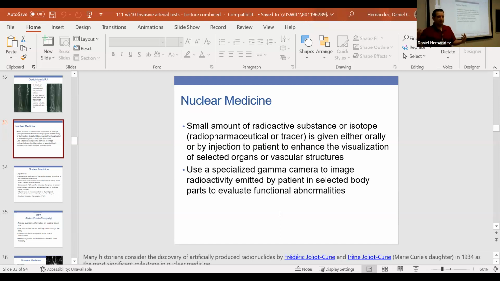The limitations are issues with metal and claustrophobia. With the MRA, we can use it with or without contrast, so that is a benefit as well. It can be done non-invasively.